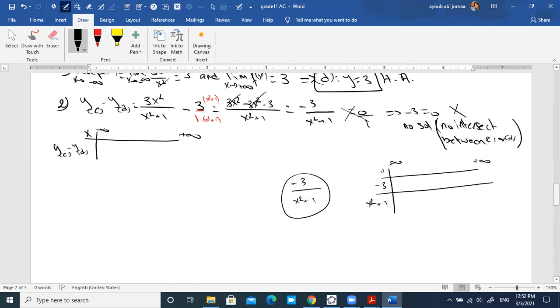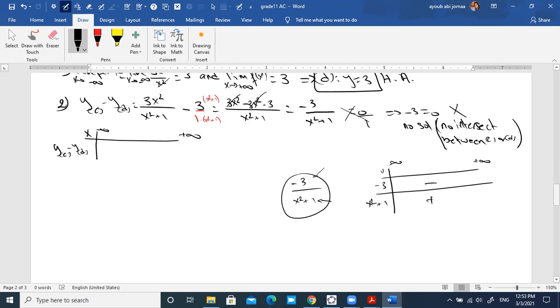There is no value of x, since the numerator has no root. But why does the denominator x squared plus 1 have no root? Put it equal to 0, you get x squared equals negative 1. It has no real roots. For the signs, negative 3 is negative. x squared plus 1 is positive. How to determine that it's positive?